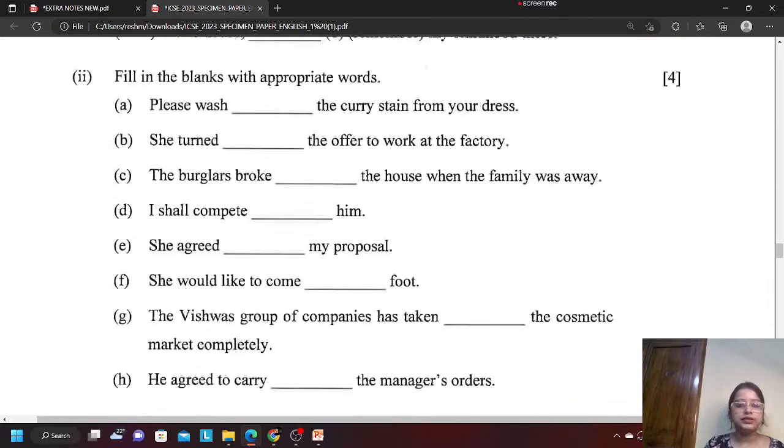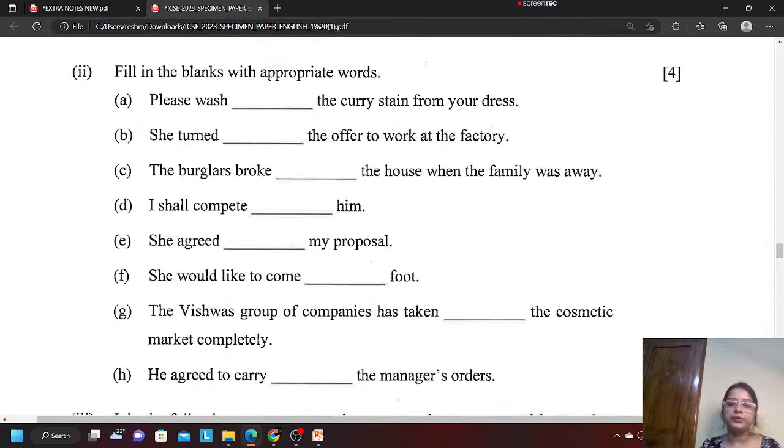Alright. Next one, fill in the blanks with appropriate words. Please wash dash the curry stain from your dress. Please wash dash.